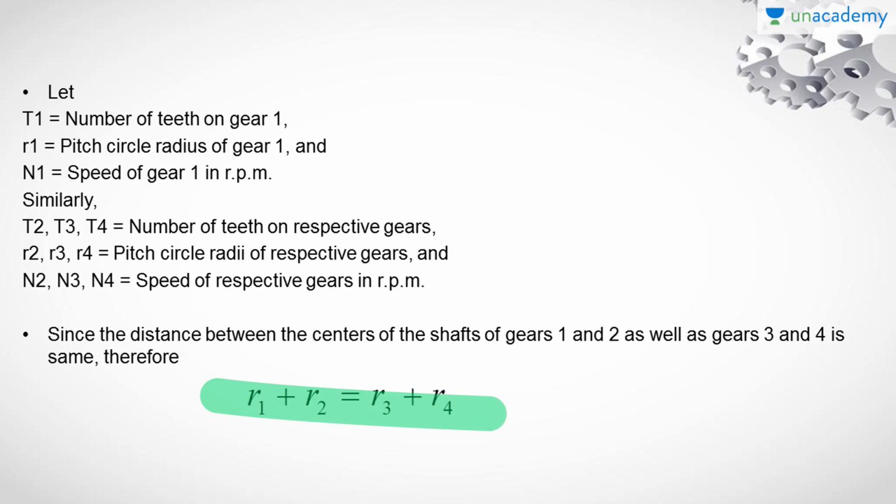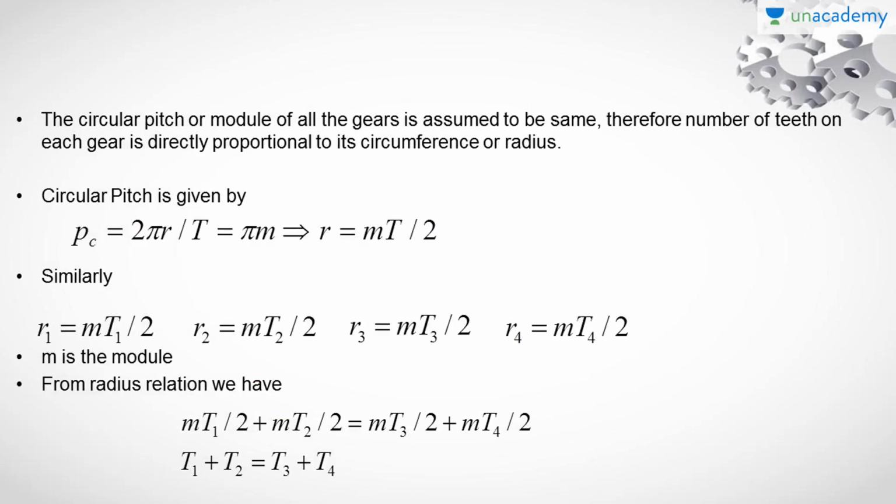So next, the circular pitch or module of all the gears is assumed to be the same. Okay, and therefore the number of teeth on each gear is directly proportional to its circumference or radius. If the module is the same and the circular pitch is the same, the number of teeth is directly proportional to its circumference or radius. So with this condition we are going to derive the speed ratio and the train value.